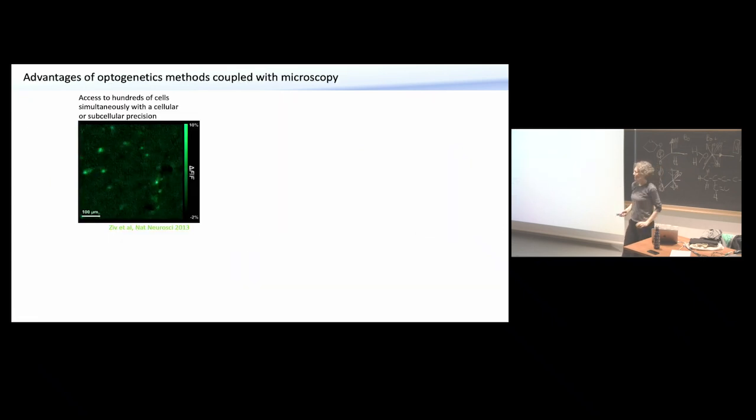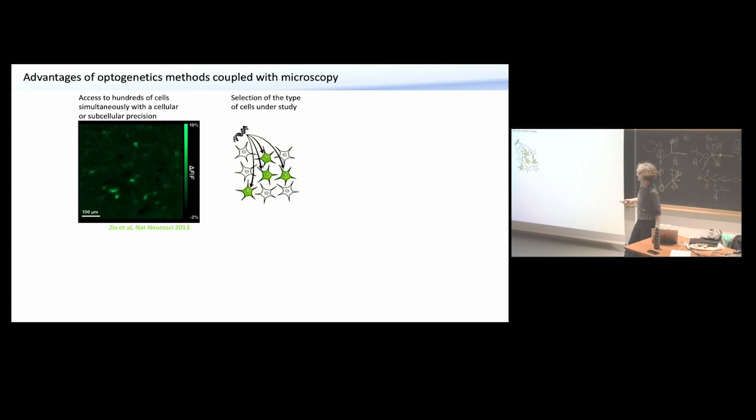Okay. So what is the advantage of this technique compared to electrophysiology, which is the gold standard for studying the brain, or used to be the gold standard until a few years ago? So first, it allows access to many different cells at the same time. So this is an example where I think they have access to a bit less than 1,000 cells at the same time with cellular precision, and you can very well see the activity of the neurons.